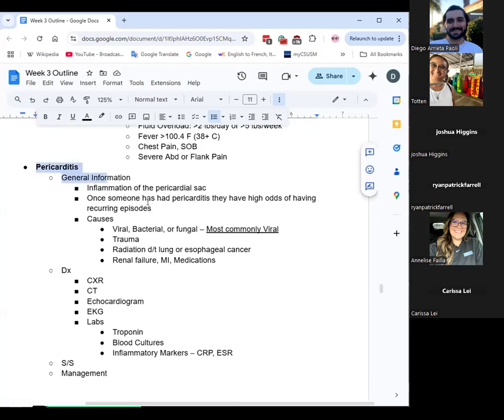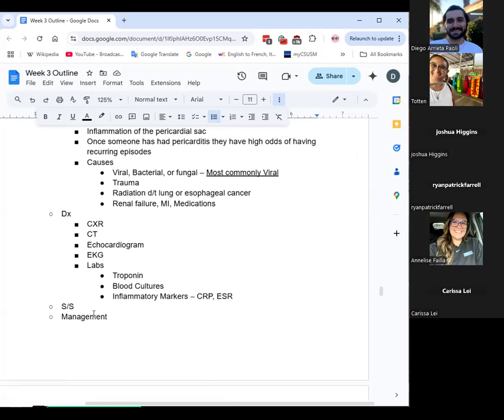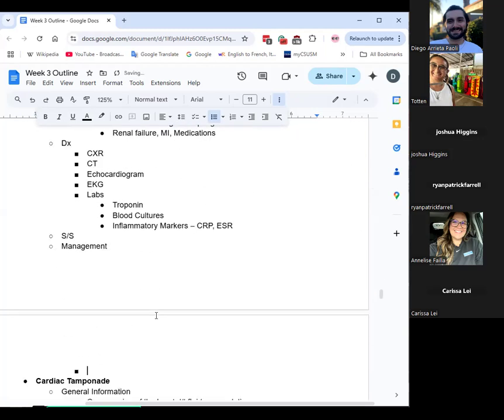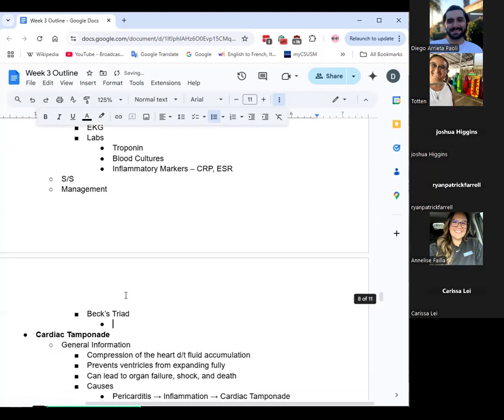One of your key things with your pericarditis questions is going to be being able to determine when it's going into tamponade, and we have a way to do that. It's called the Beck's triad. So that's really what's going to be your management. So what is the Beck's triad? Let's talk about that. What are we assessing for?